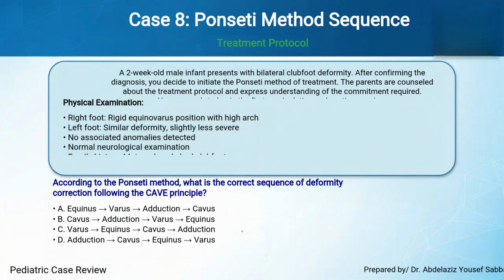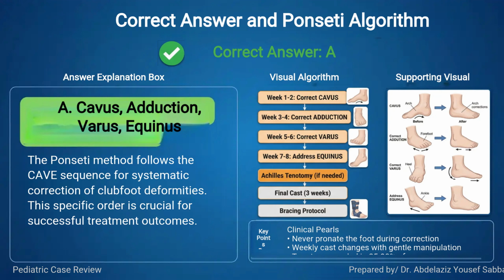According to the Ponseti method, what is the correct sequence of deformity correction following the CAVE principle? Option A, cavus, then adduction, then varus, then equinus. Option B, cavus, then adduction, then varus, then equinus, but in the opposite order. Option C, varus, then equinus, then cavus, then adduction. Option D, adduction, then cavus, then equinus, then varus. The correct answer is option A, cavus, adduction, varus, equinus, following the CAVE sequence.